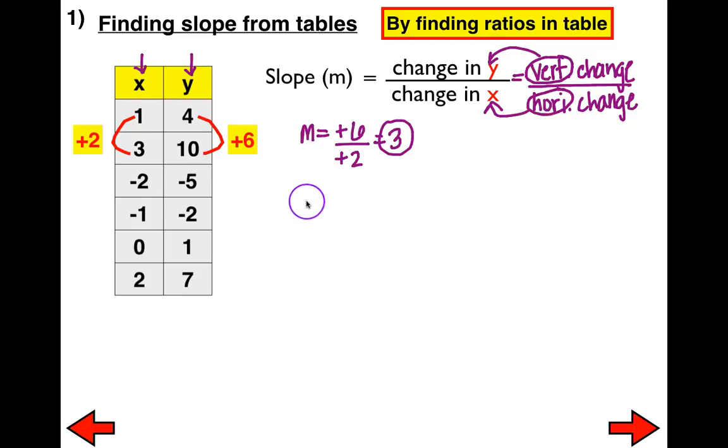So here, I'm going to repeat the process. The slope is going to be the change in y. So how did a 10 become a negative 5? This one's a little bit harder to do. So what I'm going to do is show you a strategy.